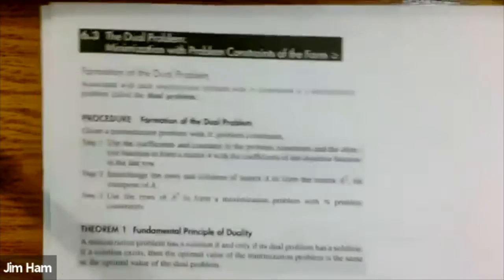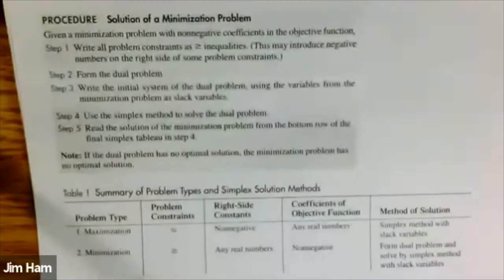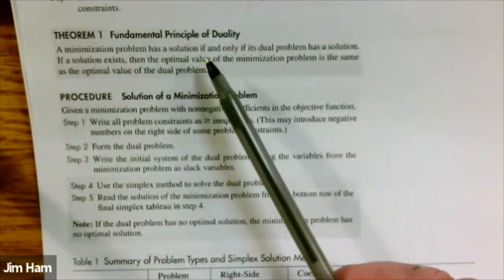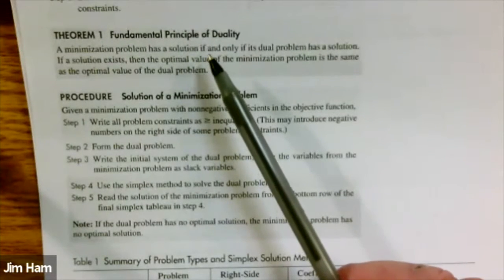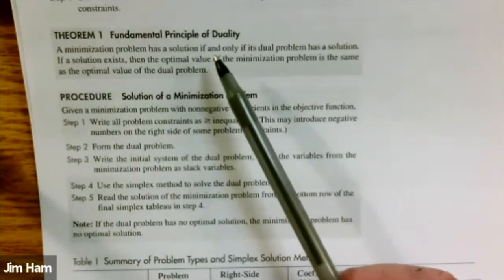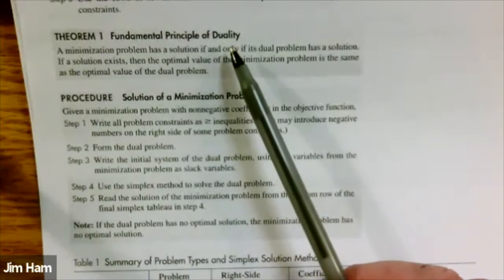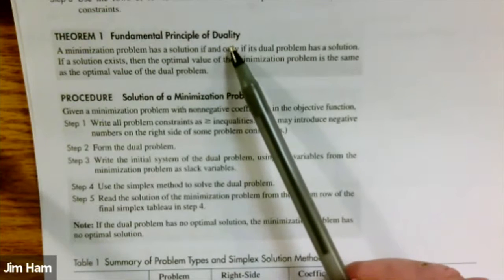And the big theorem we're going to use here is this fundamental principle of duality. We now know how to solve a maximum problem. What this theorem is saying is that if you can set up this parallel problem called the dual, D-U-A-L, if you set up the dual problem to a minimum problem, the solution to the minimum problem will be the solution to the dual maximum problem.